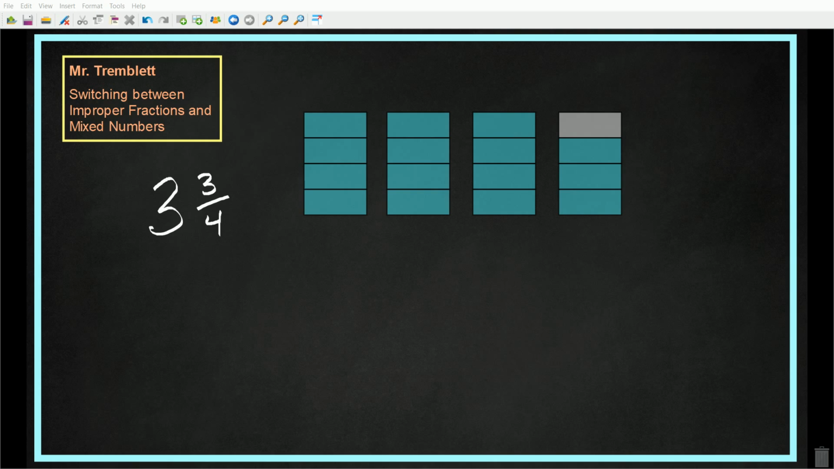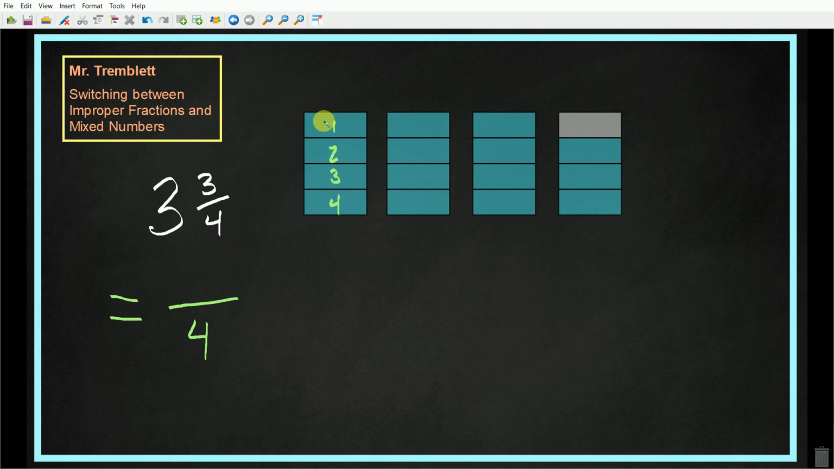So if we're going to switch this to an improper fraction, what the improper fraction means is that the top number is just bigger than the bottom number, so that's going to be a fraction that is representing more than one whole thing, which is what we have here. So all we're looking to do is find out how many fourths we have if we're switching it from the mixed number to the improper fraction. How many fourths do we have? So if we have a picture in front of us, we can just count it.